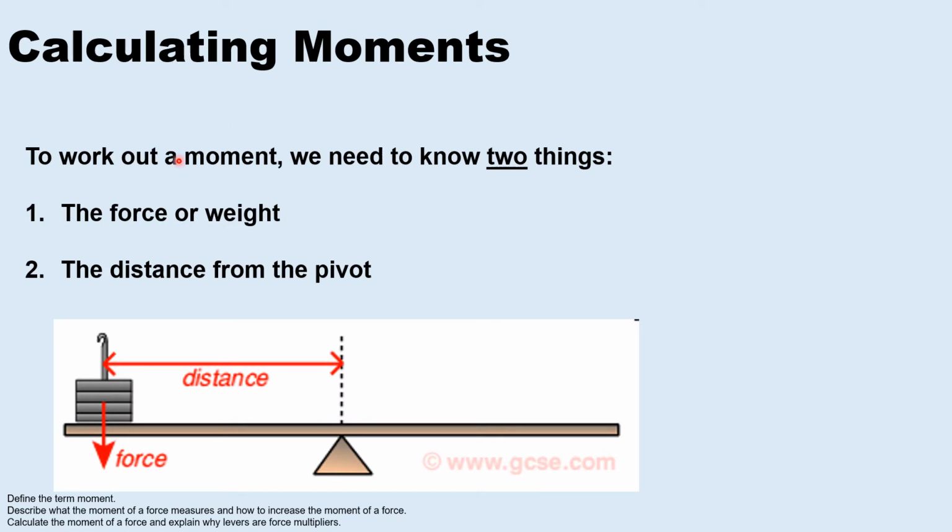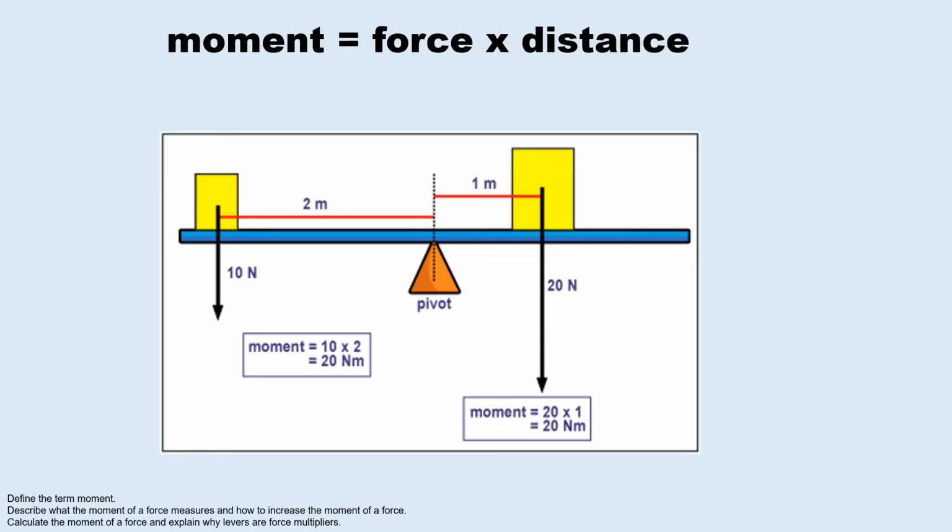So to calculate moments, to work out a moment you need to know two things, and these two things are the force or weight, and the distance from the pivot. So you've got the distance here and the force. Okay, so this is how you would calculate a moment. So a moment is the force times the distance.